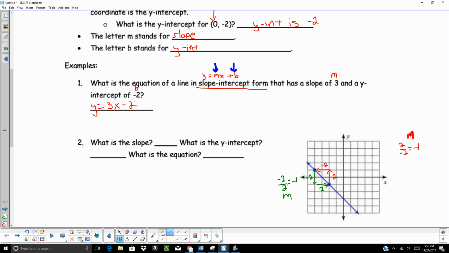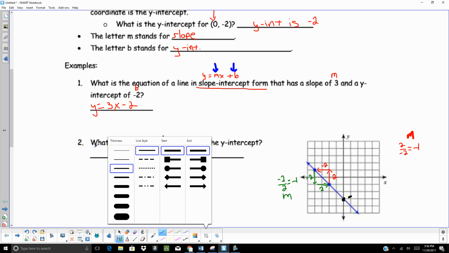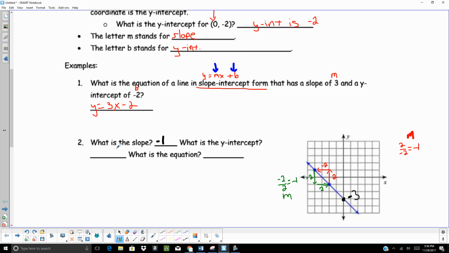Let's go ahead and write that in. My y-intercept, that's where it's crossing the y-axis. So find your y-axis, and you can put a dot there. So it's going down 1, 2, 3. So -3. That's a little fat. Let's go ahead and make that a little skinnier. So my y-intercept is -3.